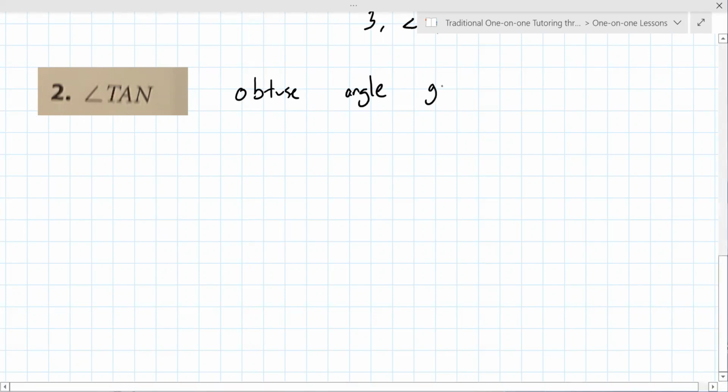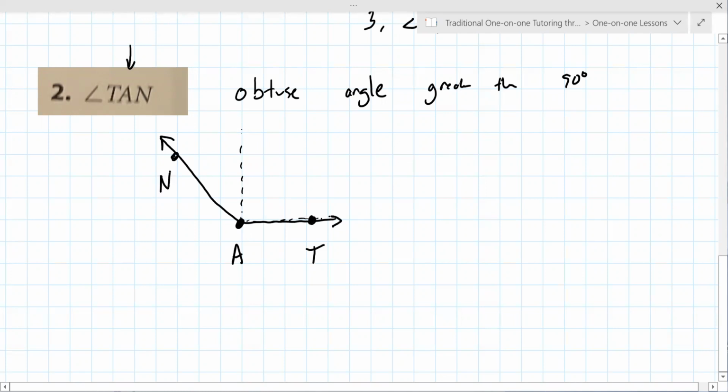Okay. So that means it's greater than 90 degrees. If we imagine 90 degrees is straight up and down, we want to make an angle that's bigger than that. So we'll say something like this. Now the middle letter has to be A. Do you see that? And on each side, you need arrows. And it doesn't matter which way you go with T or N. T could be down here or up here, but then you have to have the other letter.